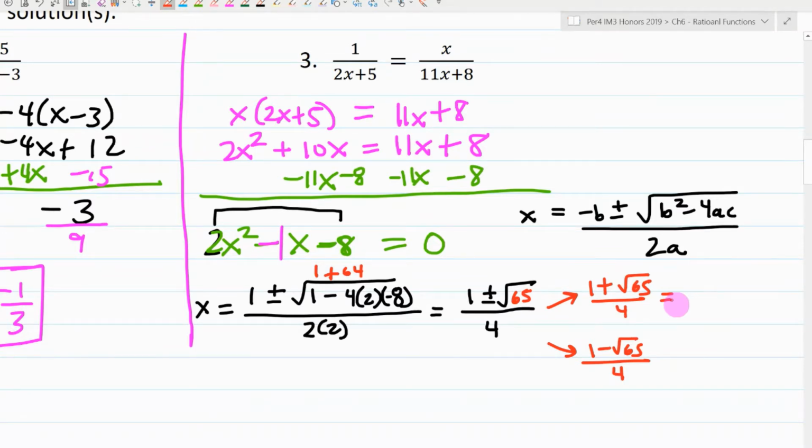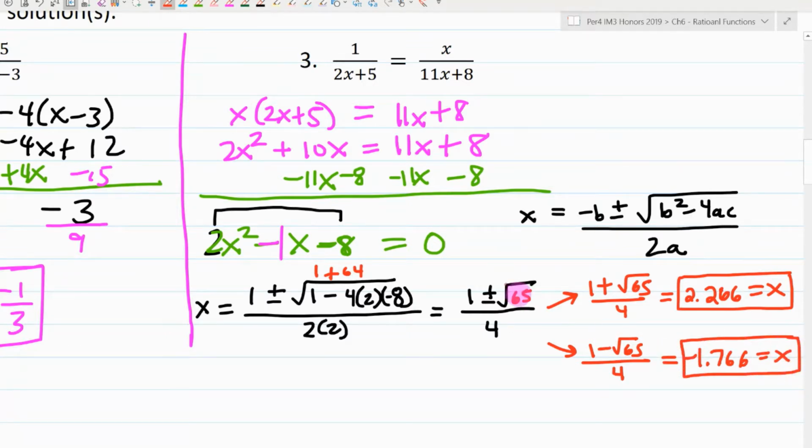for the first one, you're going to get plus 1, and then make sure that you hit equals, and then you can divide by 4. So this gives you about 2.266. And then for this one's going to be negative 1.766. So we have 2 answers for x. Neither of them, if you plug them in, make this equal to 0. Okay, and so that's basically it.